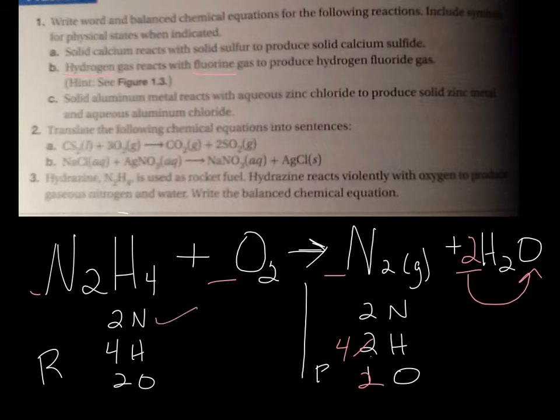2 nitrogen, check, 2 nitrogen, check. 4 hydrogen, 4 hydrogen. 2 oxygen, 2 oxygen. So the only number I needed was in front of the water. And so I don't need these lines, and you don't need to put those lines in. I just put them in so you know that you're putting numbers in front of the formulas. So now this is balanced.